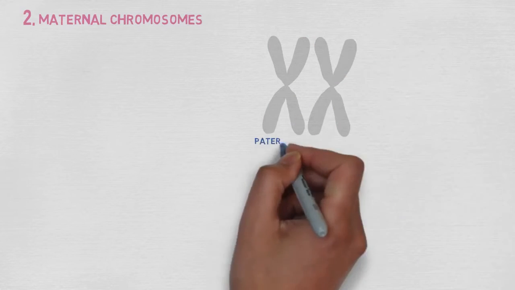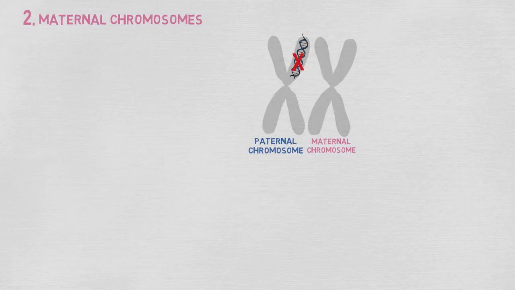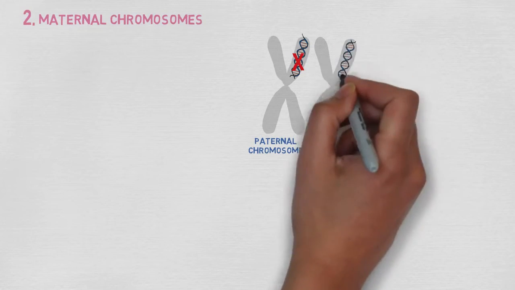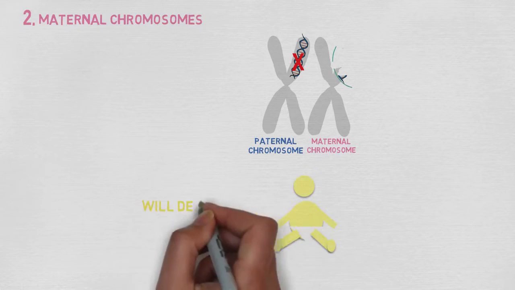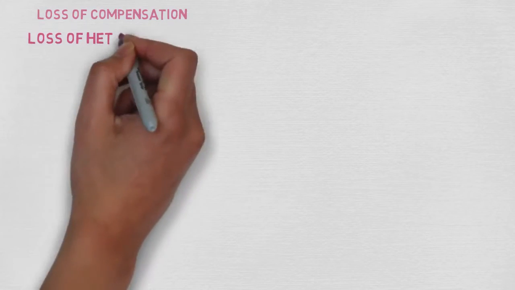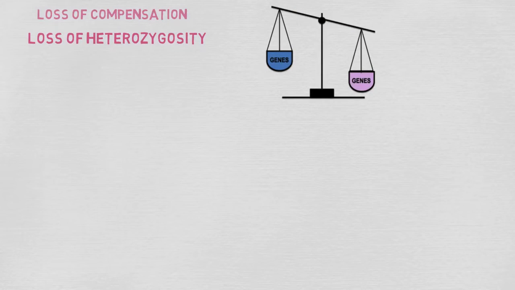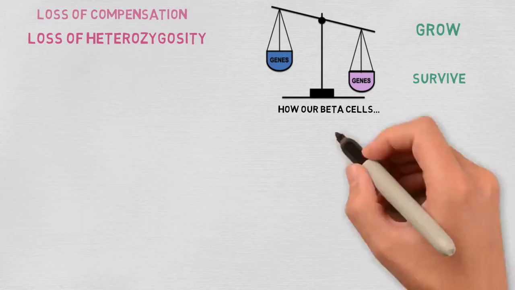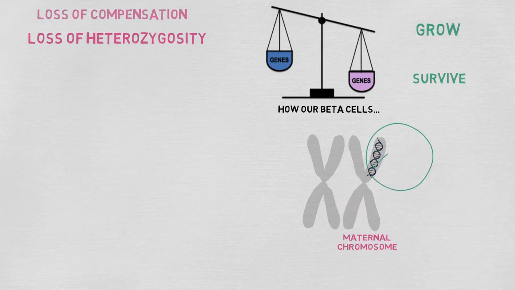Chromosomes are thread-like structures which carry our genetic information. Unfortunately, in this second event, the part of the mother's chromosome which would normally compensate for the dad's affected region is lost. This means that the child will definitely have CHI. This loss of compensation, known as loss of heterozygosity, disrupts the balance of genes which normally control how our beta cells grow and survive.